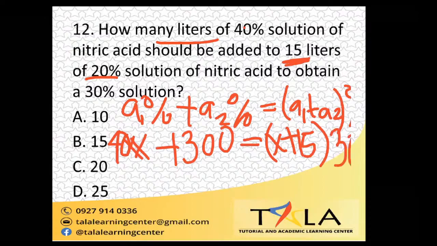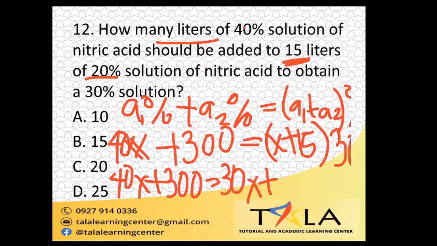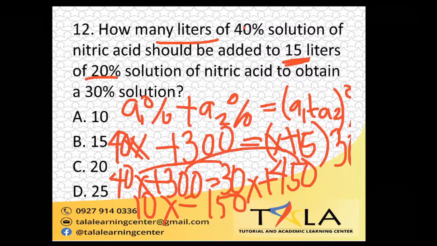Yung product. So, ayusin natin, 40x plus 300 equal to 30 times x, so 30x plus 15 times 30 is 450. So, ayusin natin, lipat natin, magiging 10x equal to 450 minus 300, that's 150. So, x is 150 divided by 10, and that is 15. At yun ang hinahanap natin, letter B.